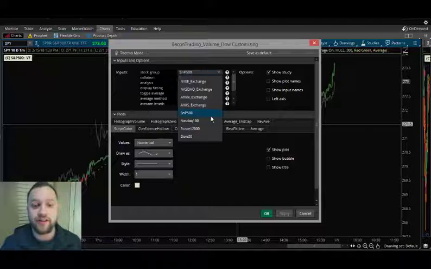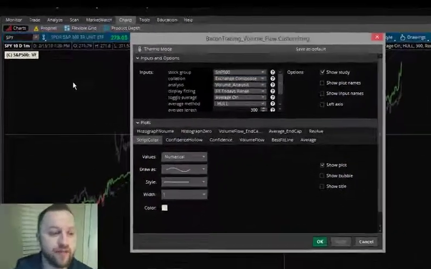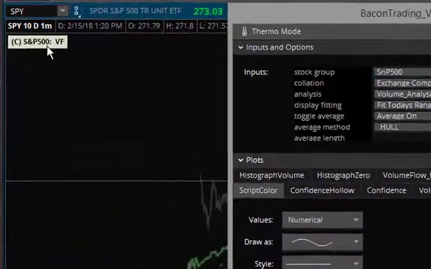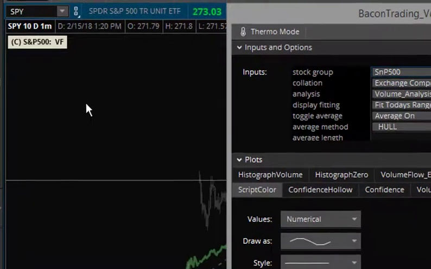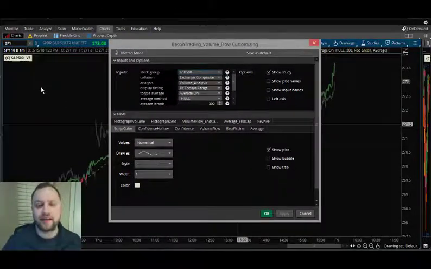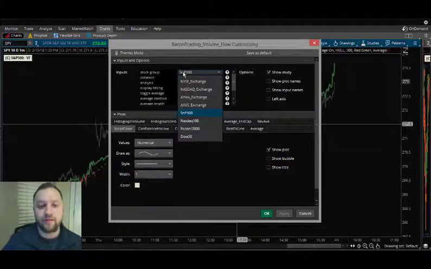There are 4 exchanges and 4 indexes. Right now, if you look right here, it says S&P 500. We're looking at one of the 4 indexes. This is looking at all the volume in that index and how it's moving around and accumulating that movement.